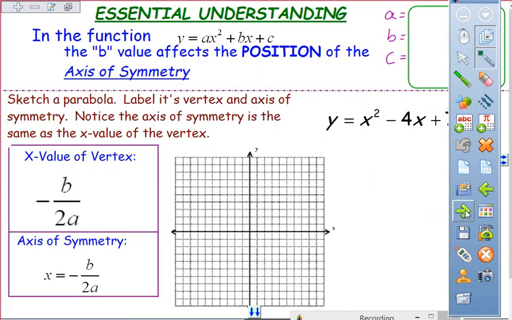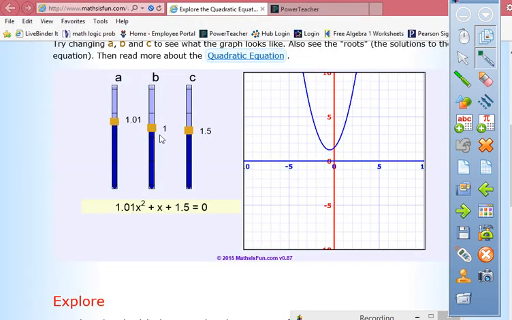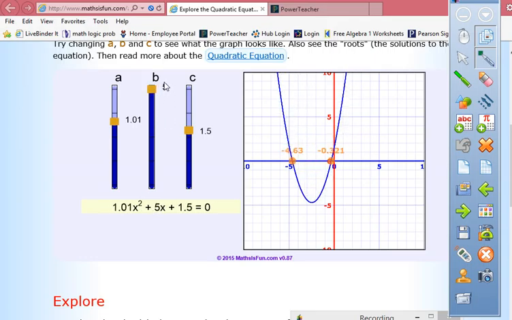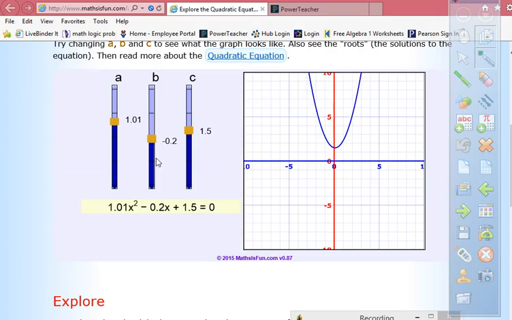So our essential understanding is that in a function that's quadratic, the b value affects the position of the axis of symmetry. So again, with that demonstration, if I get my parabola set nicely here, that b value tells us where that axis of symmetry is going to be. So it just kind of slides around from left to right.